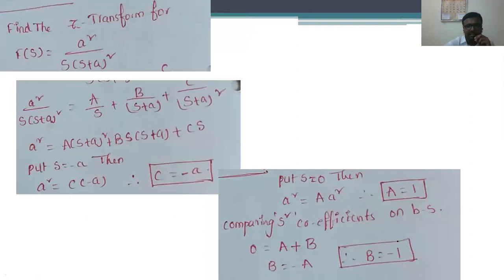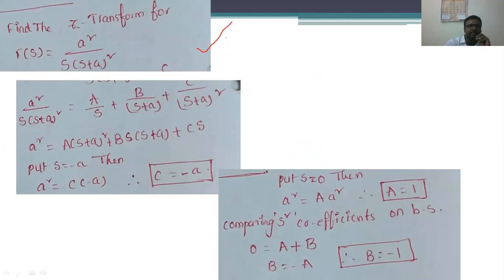Okay, so in a similar fashion, we will solve one more problem. The statement of the problem is: find the Z transform for F(s) = a² divided by s into (s + a) whole square. This problem was asked in your previous university question papers. It is very important.